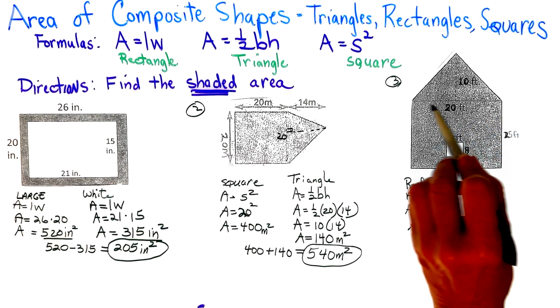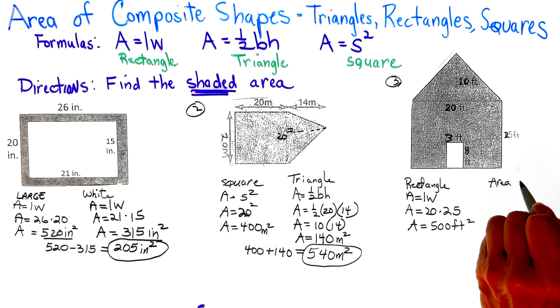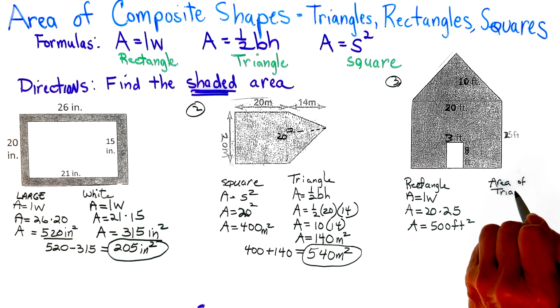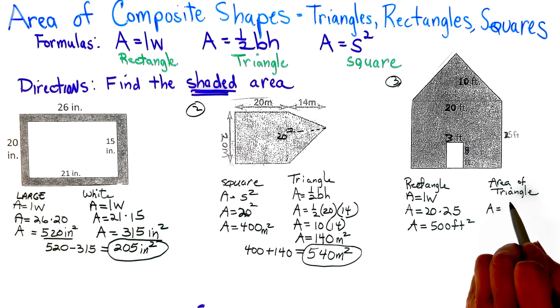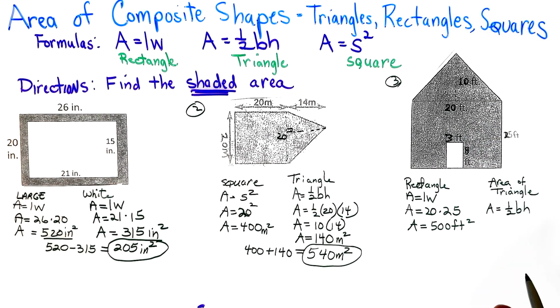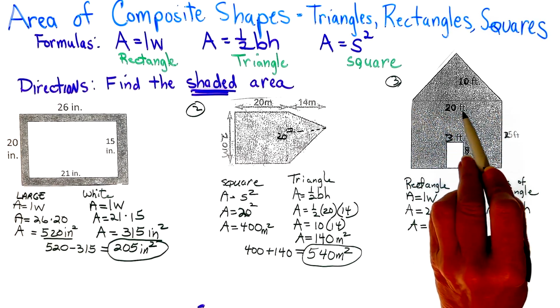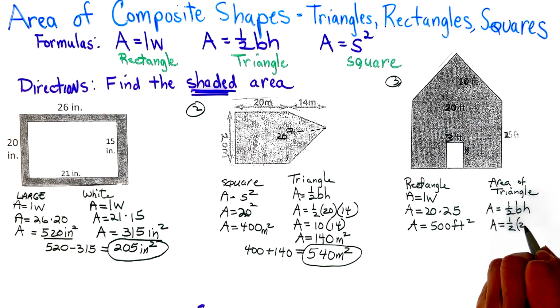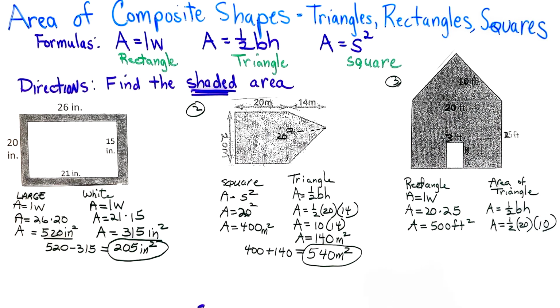All right, so now we're going to find the area of our triangle. My formula, area is equal to 1/2 base times height. So the area is equal to 1/2. So here is my base, and it's labeled as a 20. And the height is right there. It's labeled as a 10. So again, 1/2 of 20 is 10. And 10 times 10, we end up with 100.